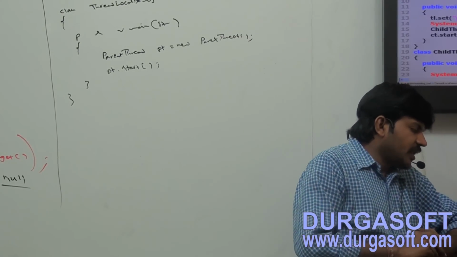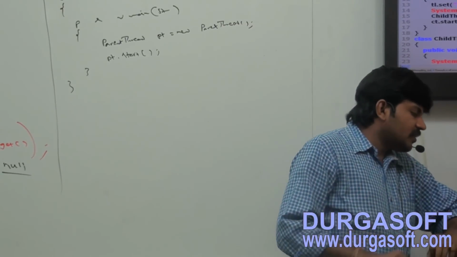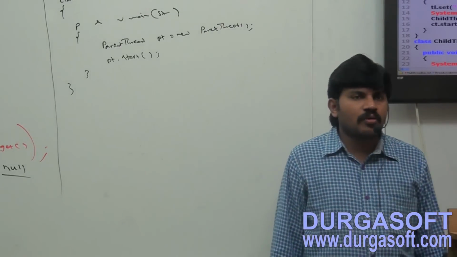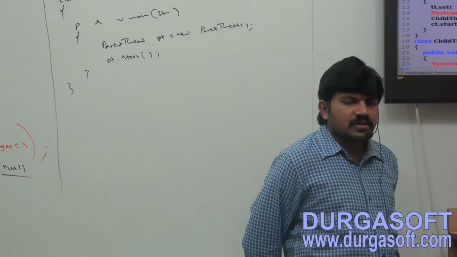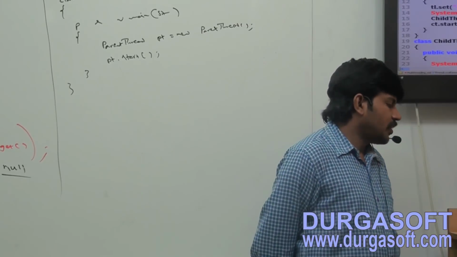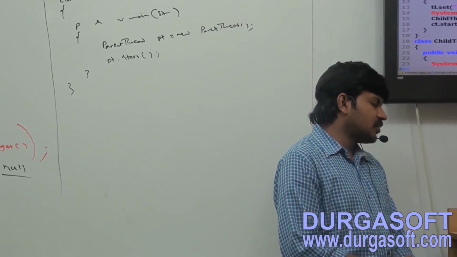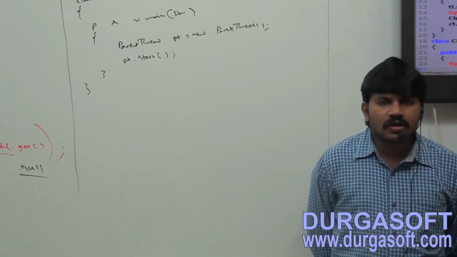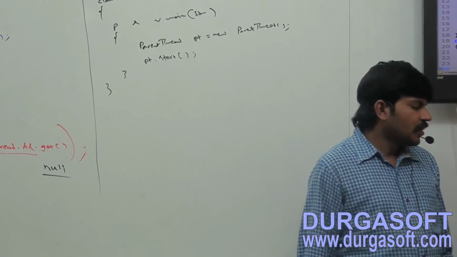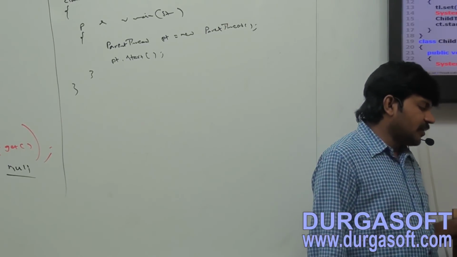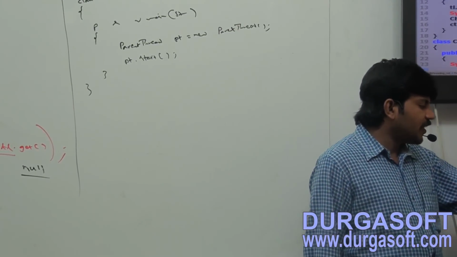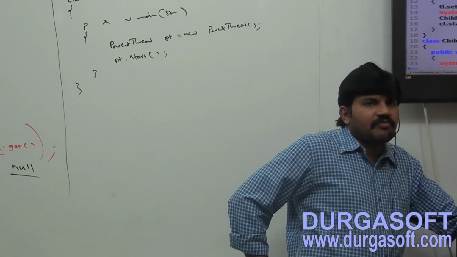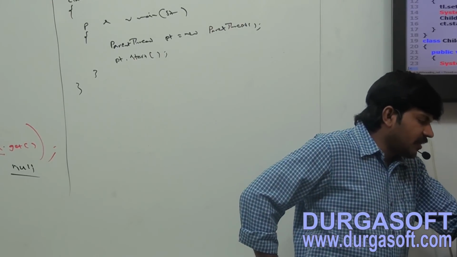Thread local versus inheritance. The parent thread's thread local variable is, by default, not available to the child thread.